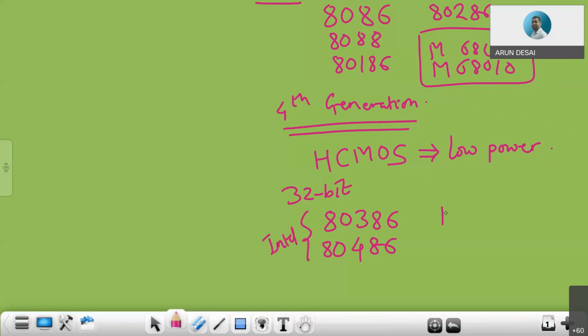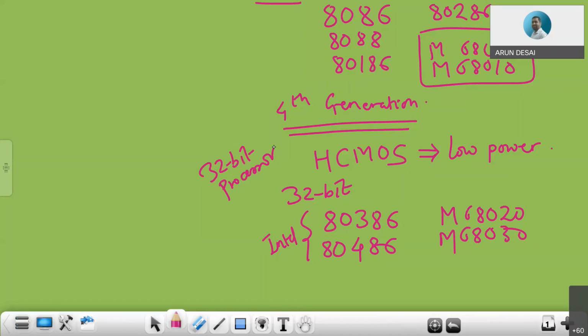Then Motorola comes with 68020, right? And 68030, right? And fourth generation with 32-bit processor, with 32-bit processing capacity, right? So those all are 32-bit processors. What all characteristics are there?